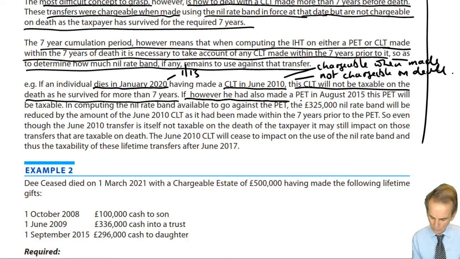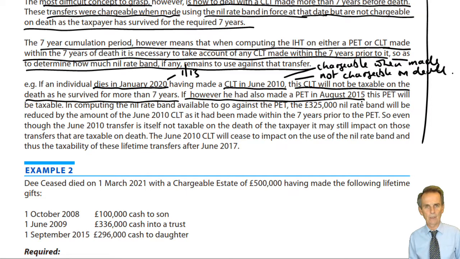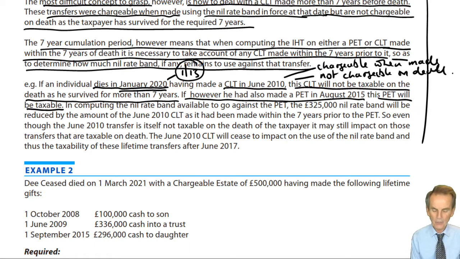If, however, he had also made a pet in August 15. Now, if you made a pet in August 15, the date of death was January 20, that falls within 7 years. We can clearly see that is after January 13 and therefore is within the 7 years before the date of death. That pet will be taxable. So the pet will be taxable. But to know, as that is the first, and as we'll discover here, only lifetime transfer falling within the 7 years before the date of death, you know that given the cumulative nature of this tax, you can never look at a single isolated transfer and attempt to compute the tax thereon.